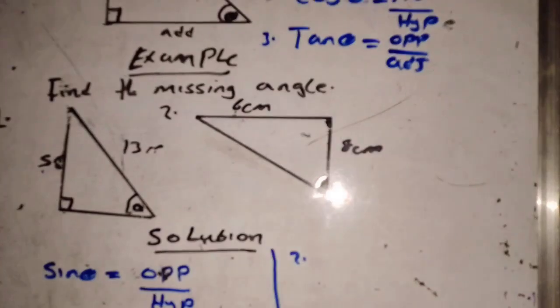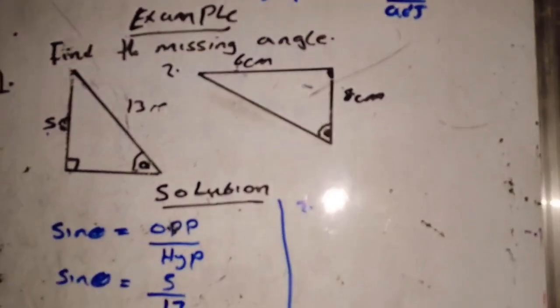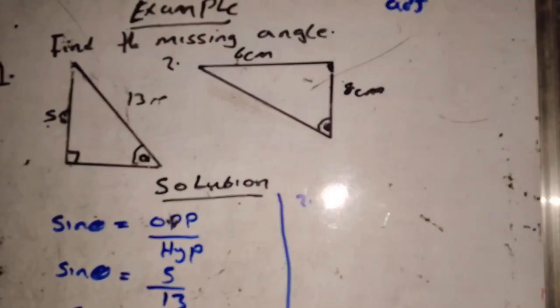So here we can't use sine theta because we don't have the hypotenuse, and sine theta deals with the hypotenuse. So here it can't work, even cos theta can't work. So let's now proceed. We've chosen that tan theta is the one which can work.